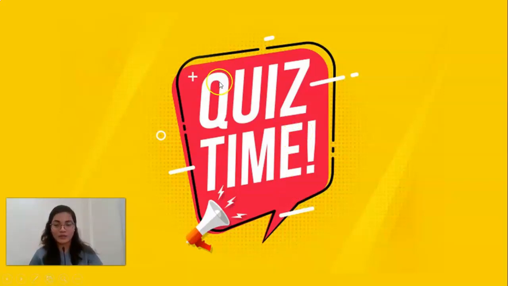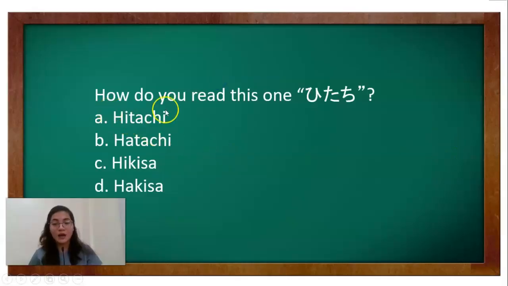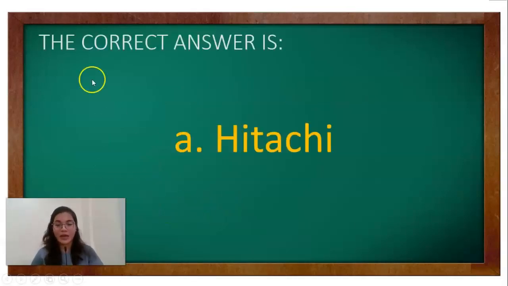Now this time, let's do the quiz. How do you read this one? Is it A, Hitachi, B, Hatachi, C, Hikisa, or D, Hakisa? Okay, and the correct answer is letter A, Hitachi.